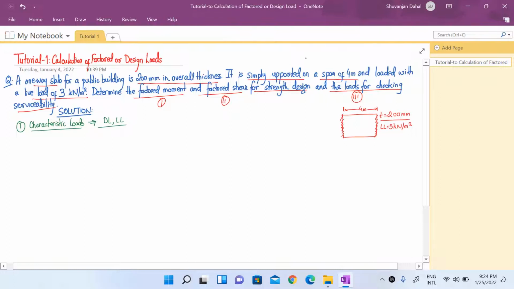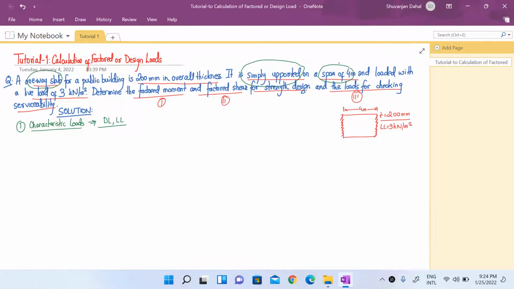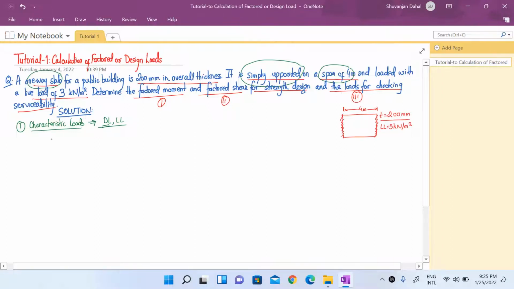Do not stress your mind on what this one-way slab is, or what simply supported means, or what the span is. We will discuss these in detail during the design of slab class. We will just look at the calculation of loads in this numerical. So first, to determine the dead load, you should know the unit weight of concrete, that is reinforced cement concrete. So we will assume here that the unit weight of RCC is taken to be 25 kN per meter cube. This is the general unit weight of reinforced concrete that we will be using.